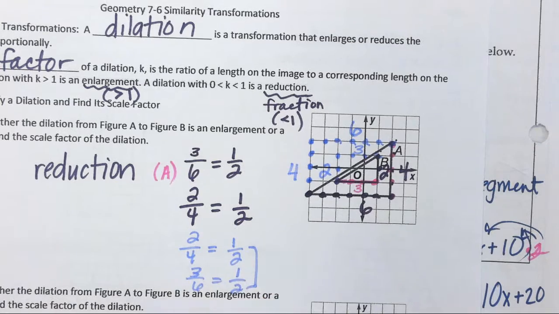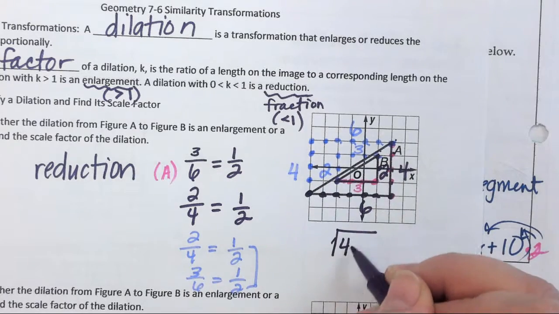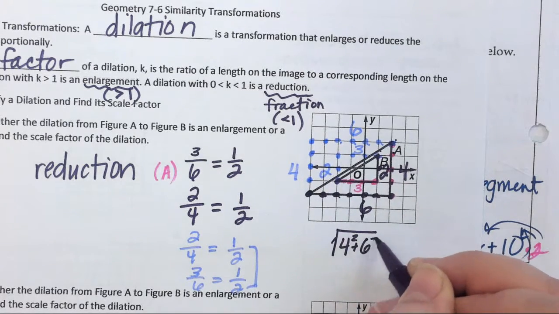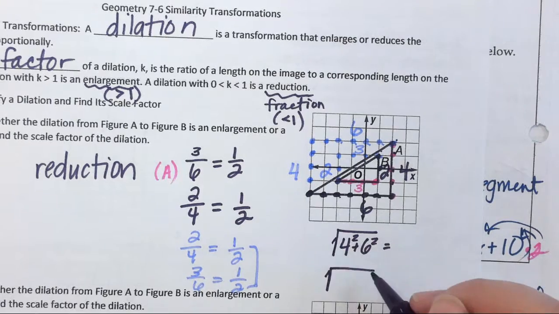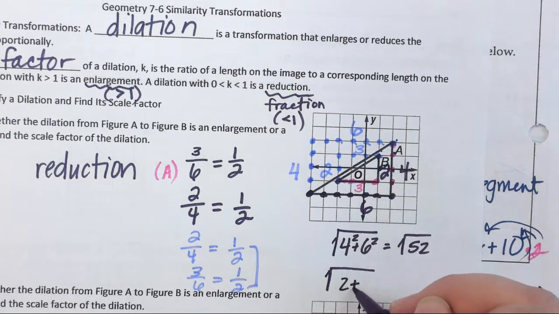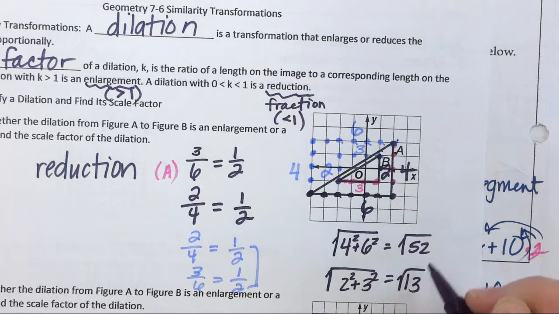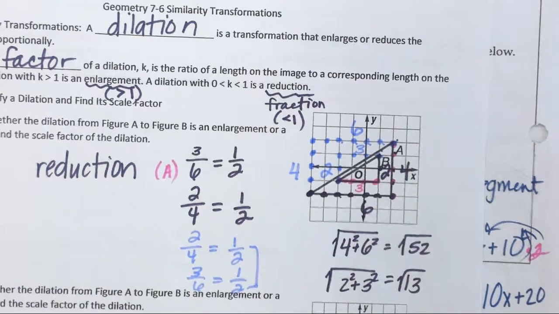Also, for my slightly advanced geniuses, if you still want to do the distance formula, I can still use those numbers. It's 4 squared plus 6 squared. And that's one of them. And it ends up being square root of 52. And then 2 squared plus 3 squared ends up being square root of 13. And square root of 13 over square root of 52 ends up being 1/2. If you're wanting to be more mathematical in it, it's still 1/2.